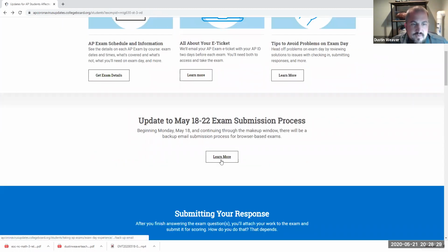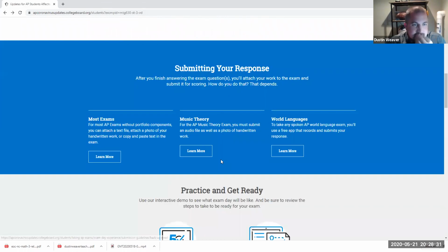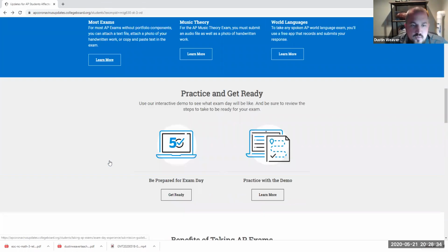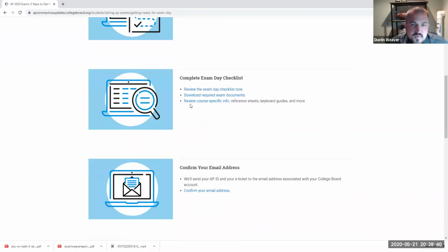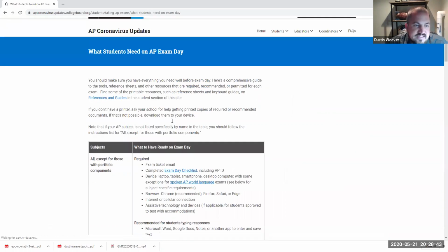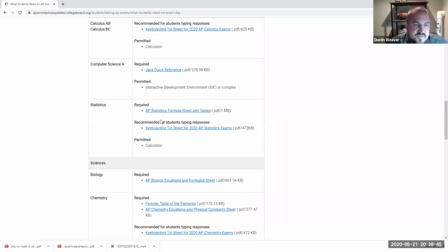So if we're updating the exam process, to submit your response, remember you had 3 options. And then to be prepared for exam day, let me go through this with you really quick. For AP Statistics, you can go to the course-specific information. There is an AP Statistics formula sheet and table, so you can click that and download that to your computer. And there is also a keyboarding tip sheet if you're typing the exam, for how you would put in some of the most common symbols in AP Statistics, how you would type those into your response for those exams.